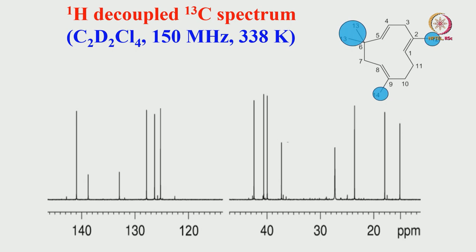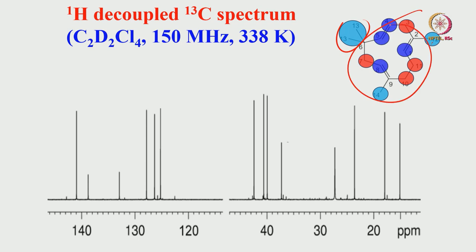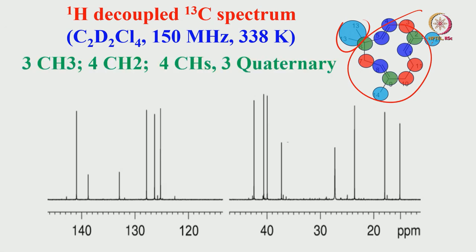There are 3 CH3s, no, 4 CH3s are there, because there are 2 CH3 here and 2 here. And there are 4 CH2s again. 4 CH2s, 4 CH3s are there. And now 4 CHs are there, alkyl CHs. And the remaining are quaternary. So we have 4 CH3, 4 CH2, 4 CHs, and 3 quaternary carbons.